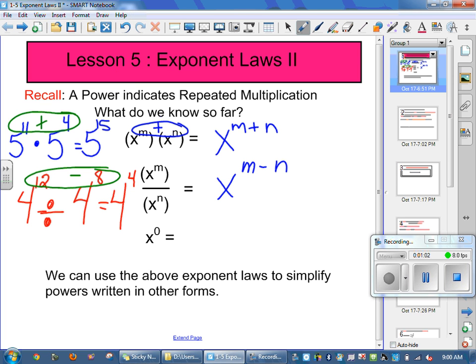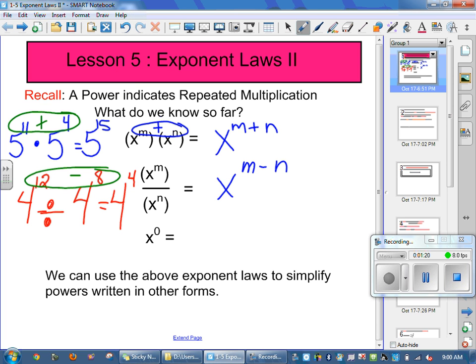So all I've done, the base is the same. So I keep my base, the big 4 stays. I take the 12 now and subtract the 8 because that's the same base. I take the little numbers, the exponents, and I subtract them. So 12 subtract 8 gives me the 4. So that would be my final answer in exponential form.